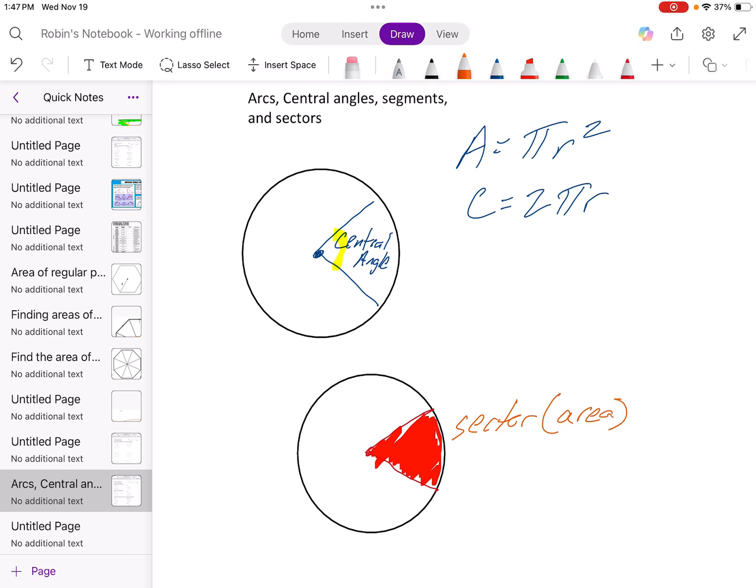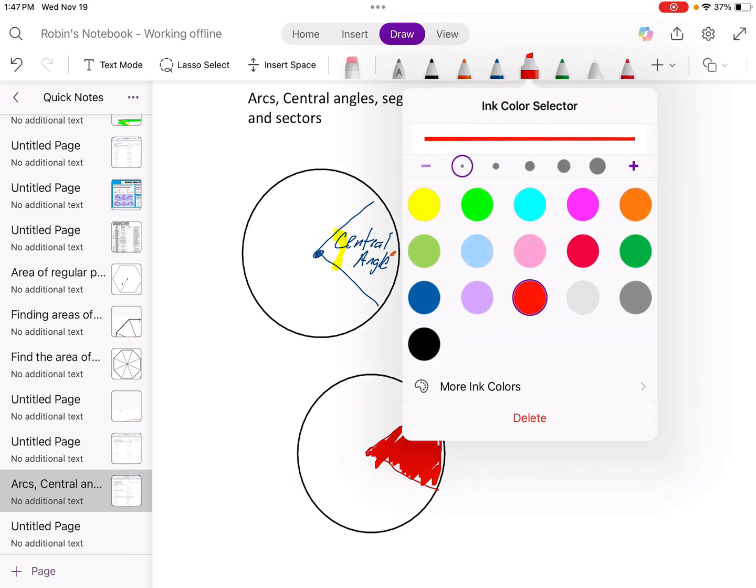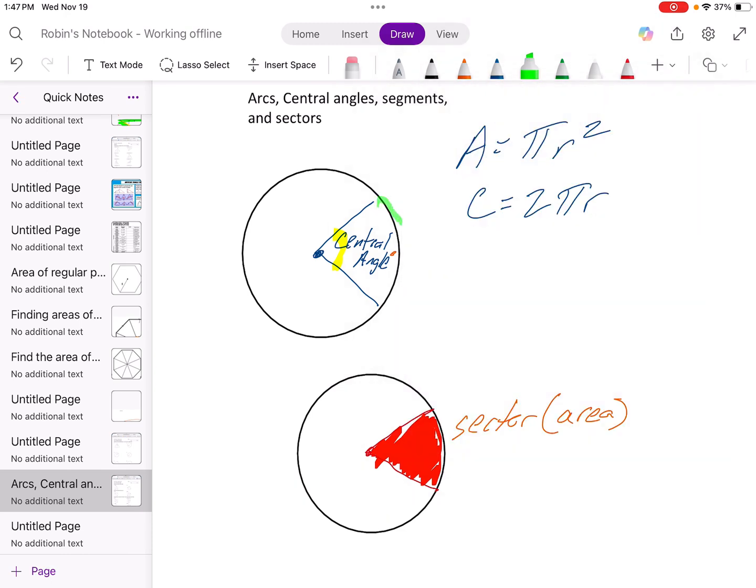Angle is going to be in degrees, and arc is a part of... I'll give you a chance to copy all that down before I tell you what in the world we're talking about.